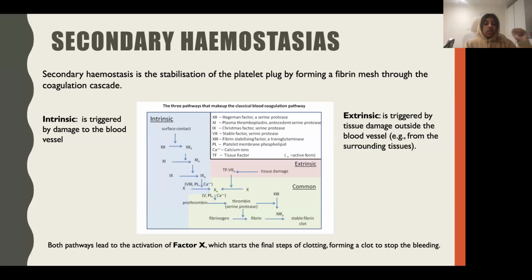So yeah. Again, do you need to remember all of the factors and the entirety of the clotting cascade? I personally don't think you need to learn it for the exam. Now, again, for your own knowledge, you should probably learn it.